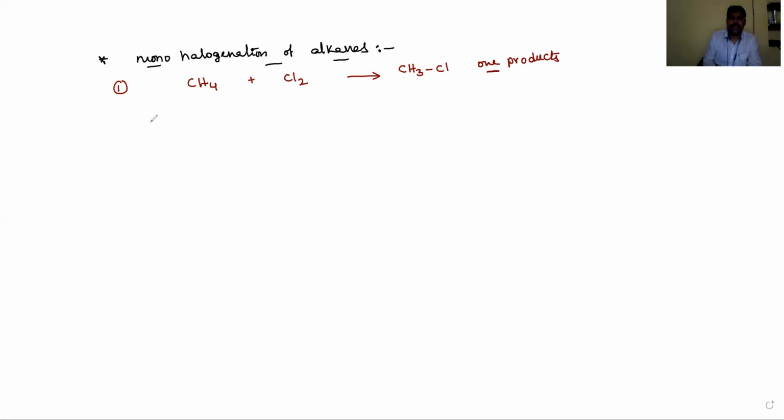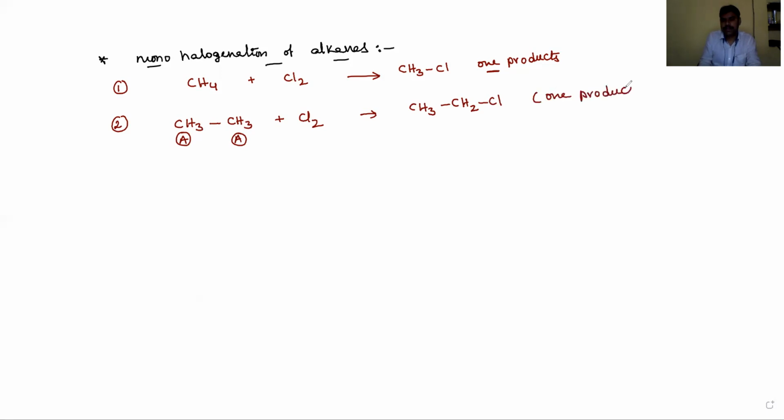In the same way, take ethane, dear students. Ethane has only one type of C-H bond, that is primary, and this is also primary, and both carbons are similar type. On chlorination, we will get only one kind of monohalogenated product, that is chloroethane. Only one product will form. One isomer or one product is possible.